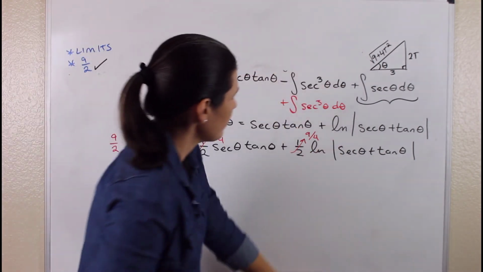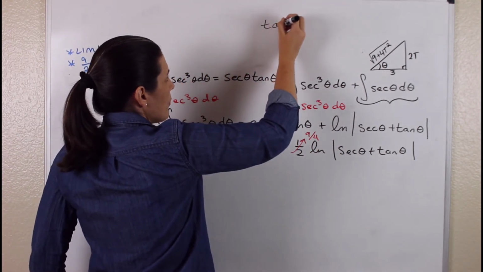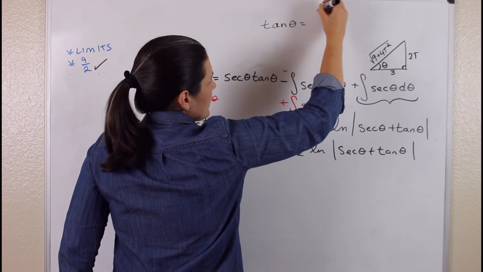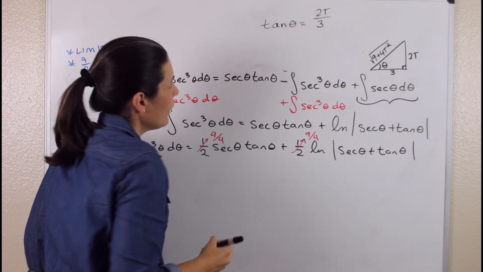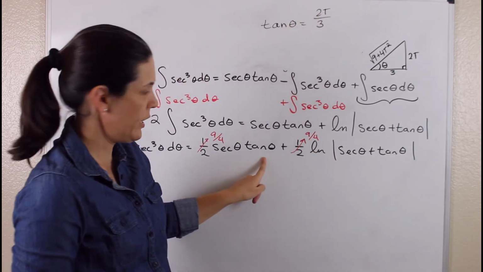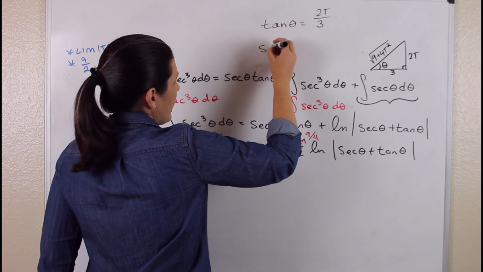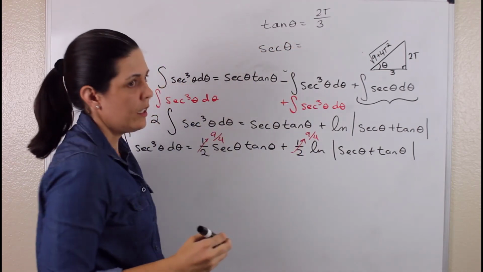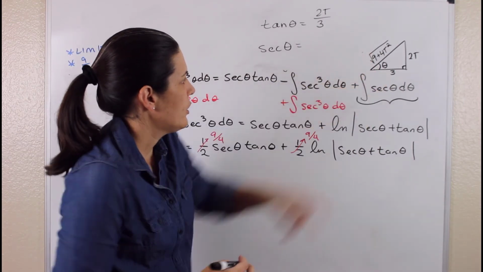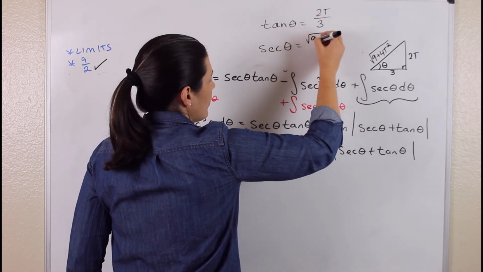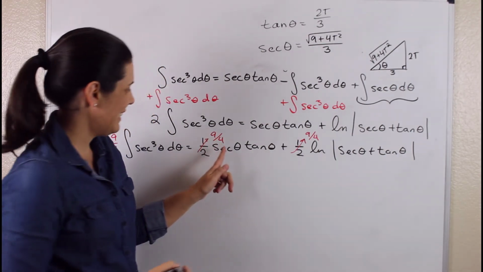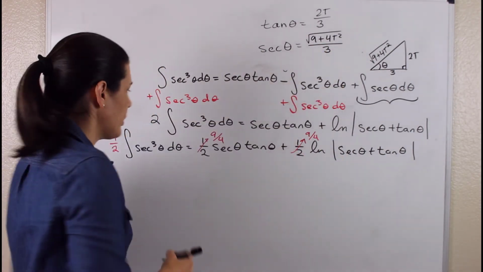So back from this triangle, let's just focus on that for a second. Using the definitions of our trig functions, tangent of this angle theta is opposite side over adjacent side. So everywhere I see a tangent theta, I can go ahead and say 2t over 3. So here and here. I also need secant of theta, and secant is the reciprocal of cosine, so that's going to be the hypotenuse over the adjacent side. So it's going to be the square root of 9 plus 4t squared, over 3. So everywhere I see a secant theta, I'm going to go ahead and plug in that expression.